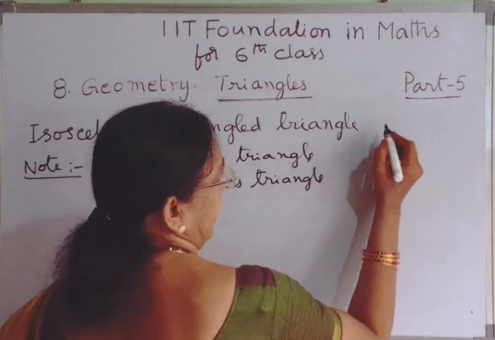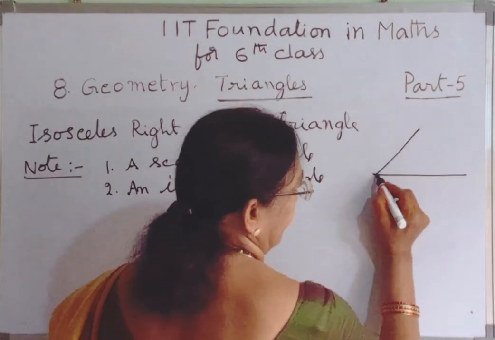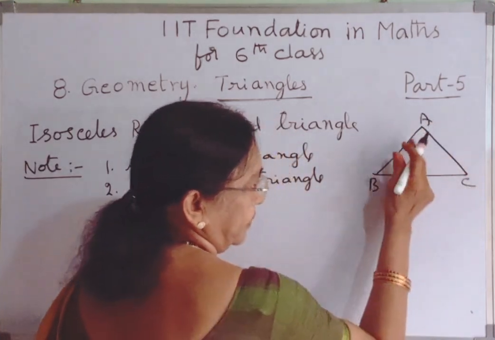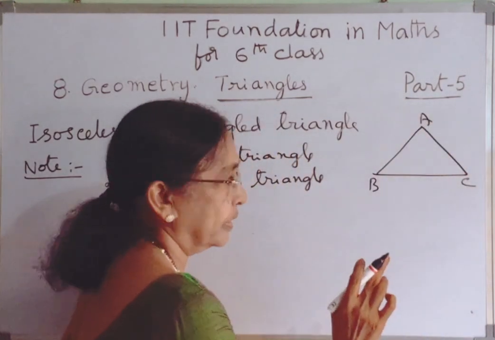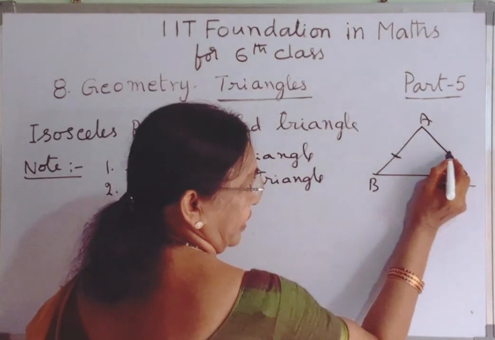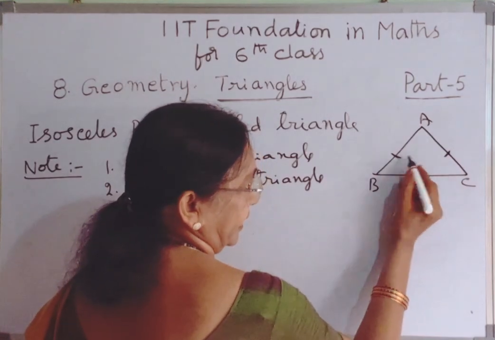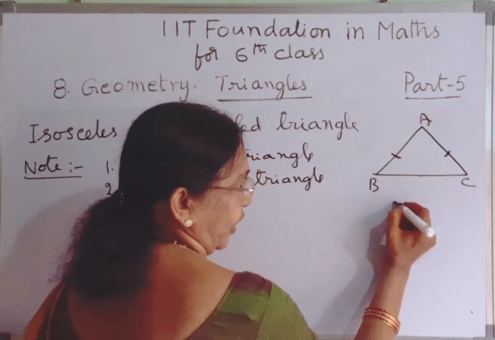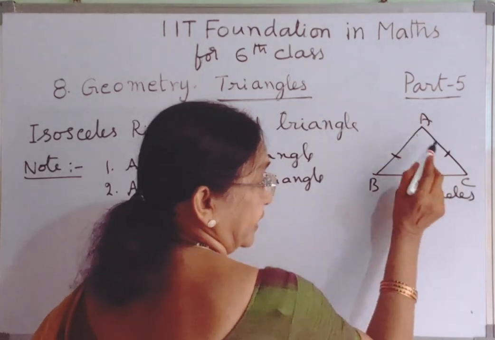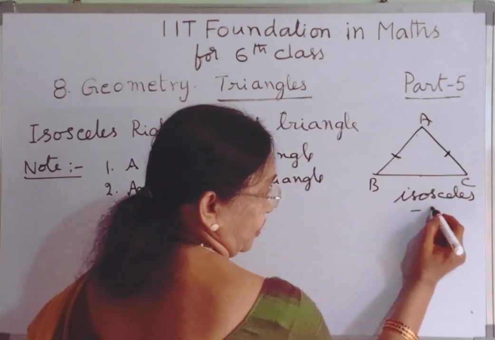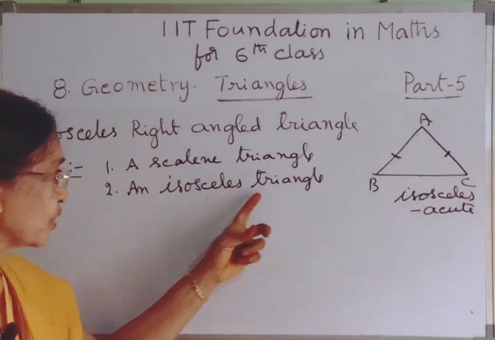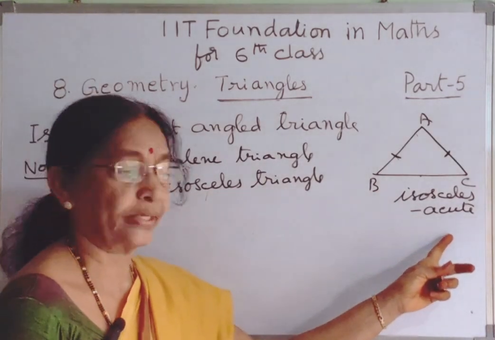For example, triangle ABC is an isosceles triangle, because these two sides are equal and this is different. It is greater than the two sides. So it is an isosceles. But all the three angles are acute. So it is isosceles and also an acute angle triangle. So an isosceles triangle may be an acute angle triangle.